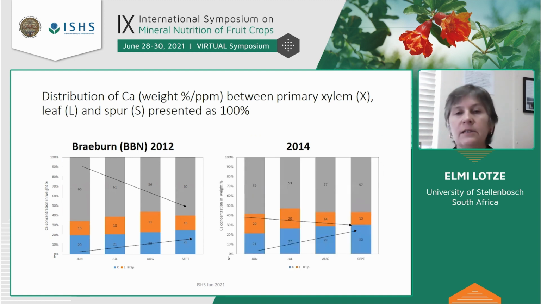In 2014, again, we see about 60% of the calcium was distributed towards the spur, with the other 2 tissues having similar distributions. And in this case, we saw a slight decline in the calcium percentage of the leaf, with a simultaneous increase in the calcium percentage in the xylem, from June to September.